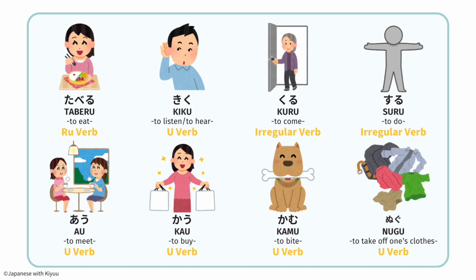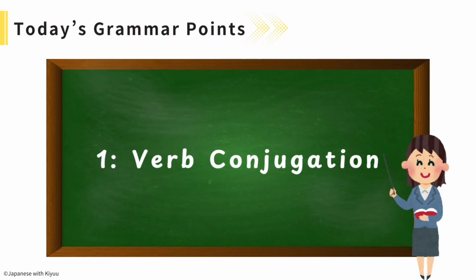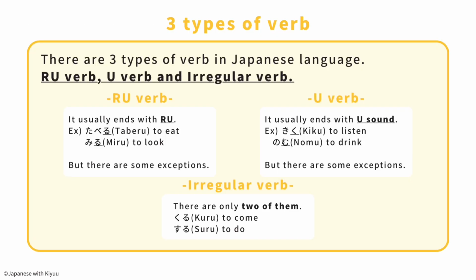食べる to eat, 聞く to listen, hear, 来る to come, する to do, 会う to meet, 買う to buy, 噛む to bite, 脱ぐ to take off one's clothes, 貸す to lend, 見る to look, watch, see, 寝る to sleep, 起きる to get up, 飲む to drink, 話す to speak, 走る to run.